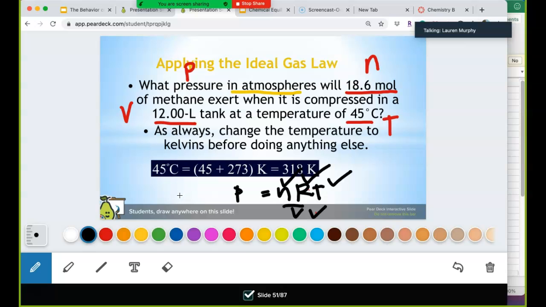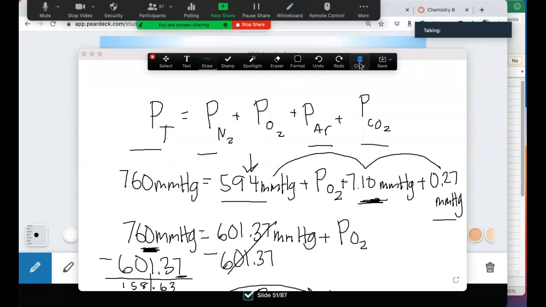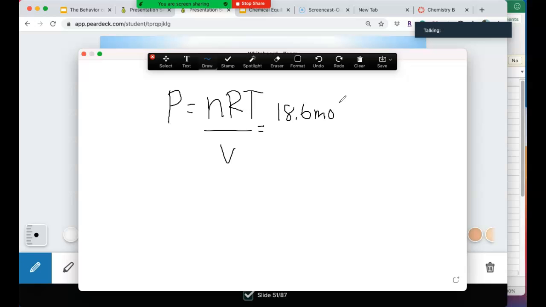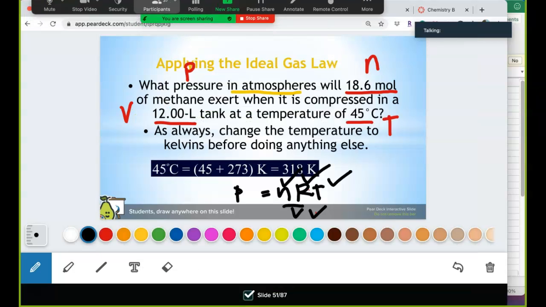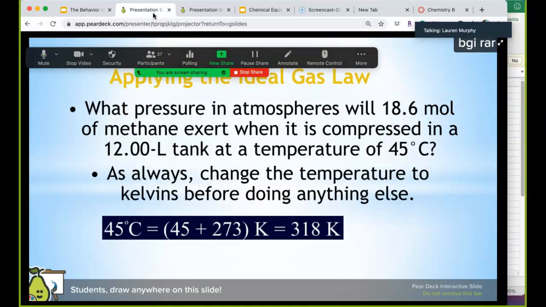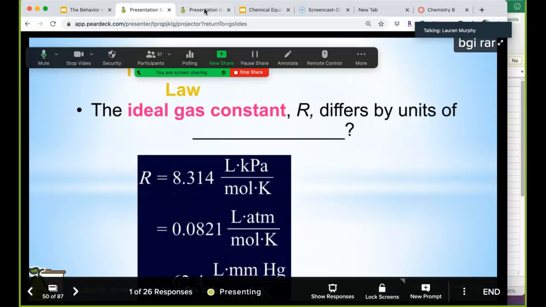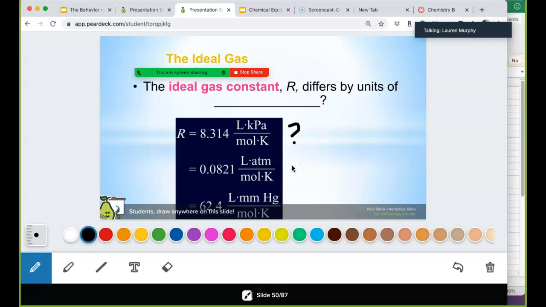So let's start plugging in. The moles are 18.6, that's n. Now, the R constant, you have to go back and look it up. So here are three options that we have. It will be one of these three. The question becomes, which one should I pick? Should I pick this one or this one or this one?